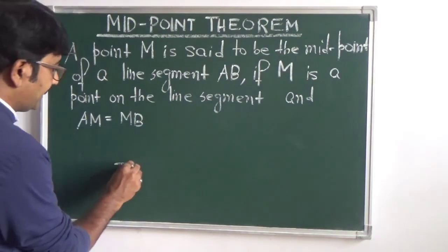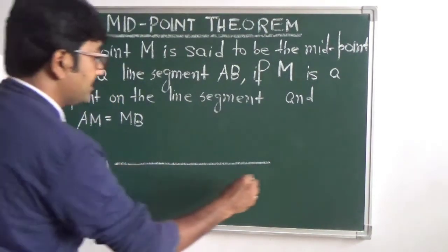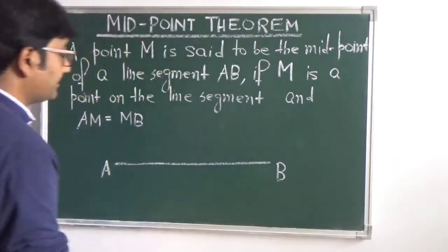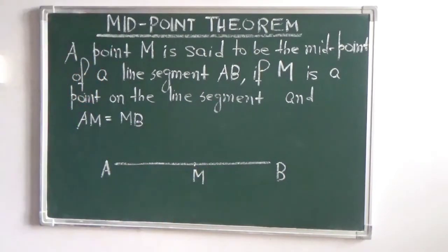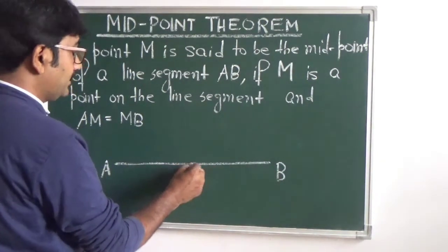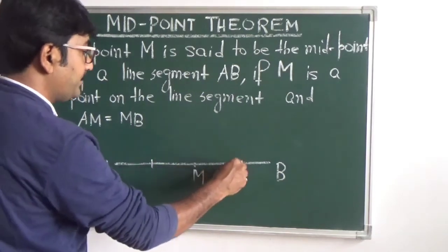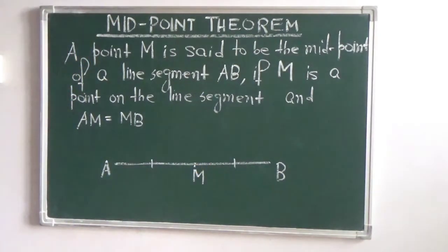So if this is the line segment, this is point A and this is B, AB is the line segment, and in between we take a point M, where M is the midpoint, that is the distance from A and the distance from B is the same. So if AM and MB are equal, then we say M is the midpoint of the line segment AB. So please note it down.